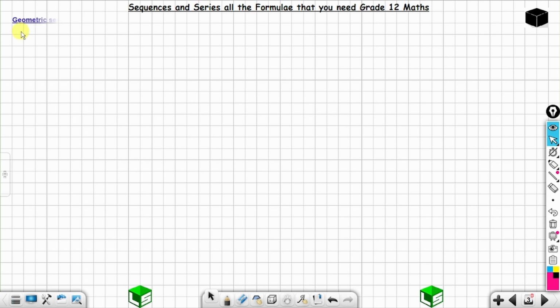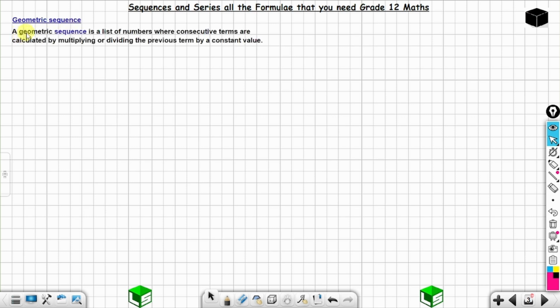Now, geometric sequence. A geometric sequence is a list of numbers where consecutive terms are calculated by multiplying or dividing the previous term by a constant value. We call this constant value the common ratio, not the common difference.